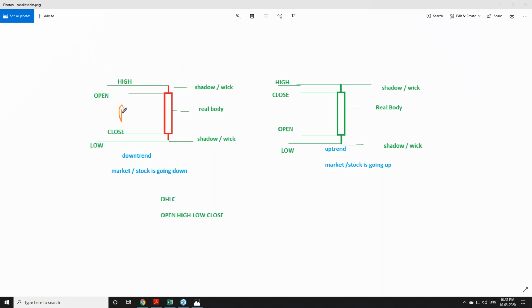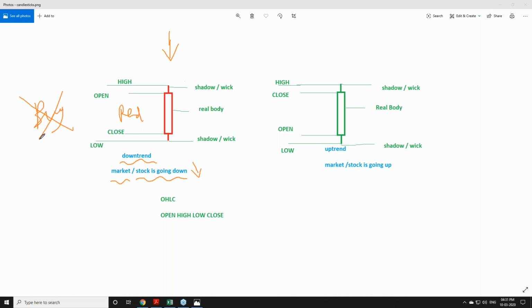When you see a red candle, it is very simple. The trend is down. That means the price is going in a downtrend. We should not go and buy. When you see a red candle, the trend is downside. The market or stock or currency is going downside. That is what we have to understand first. When you see a red candle, you are not supposed to buy. This is the basic, very basic thumb rule.